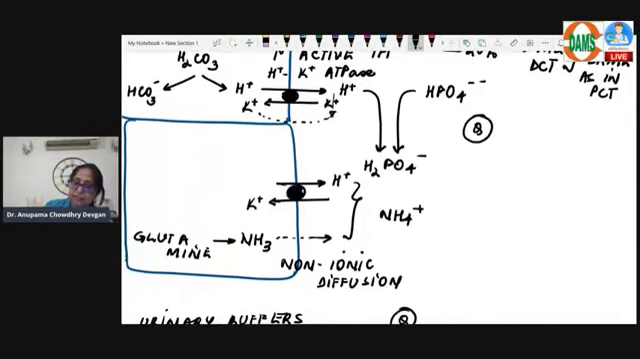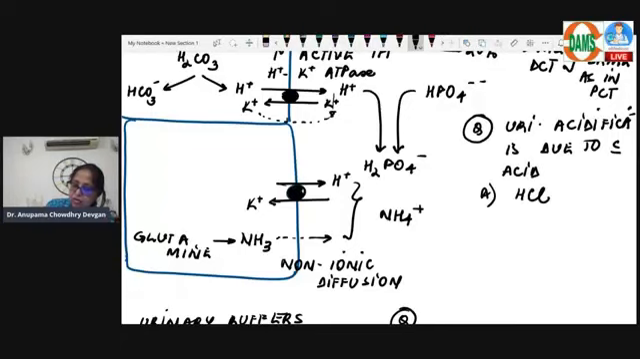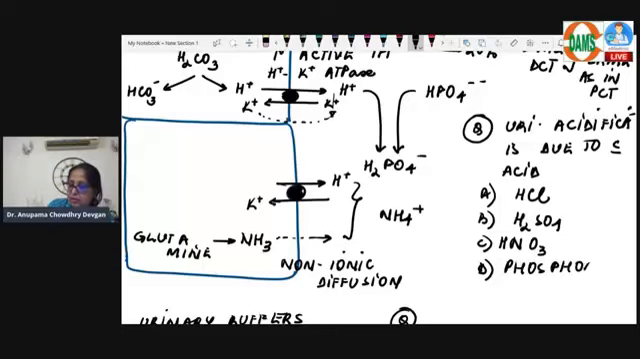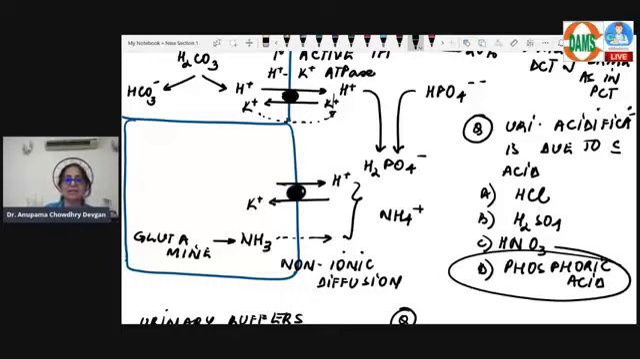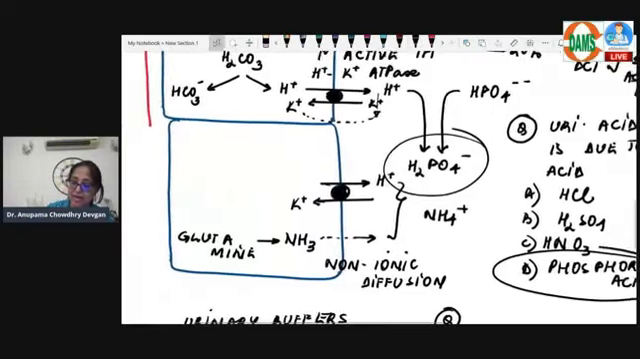Based on this, you had a question which said, urine acidification is due to which acid? A, is it going to be hydrochloric acid? Is it going to be sulfuric acid? Is it going to be nitric acid? Or D, is it going to be phosphoric acid? Tell me, which acid is responsible for acidification of the urine? Acidification of the urine is because of phosphoric acid. Thank God, it's not hydrochloric or sulfuric or nitric acid. Life would have been very difficult. This is phosphoric acid, which is responsible for acidification. Titratable acidity, right?